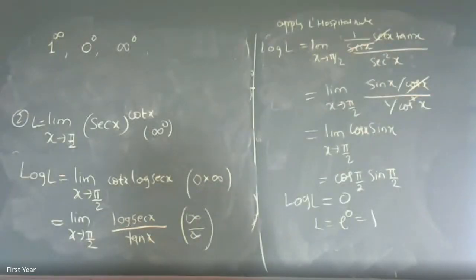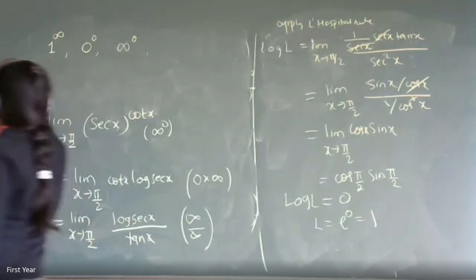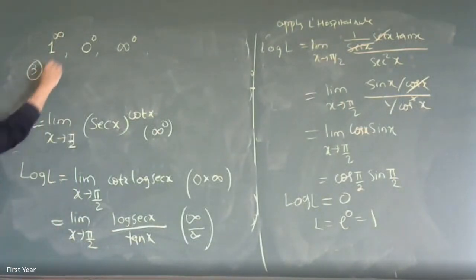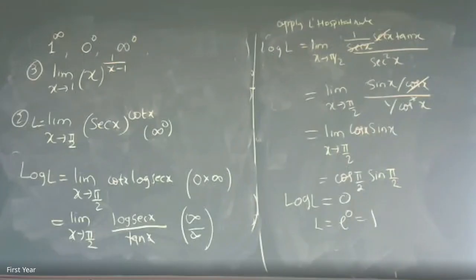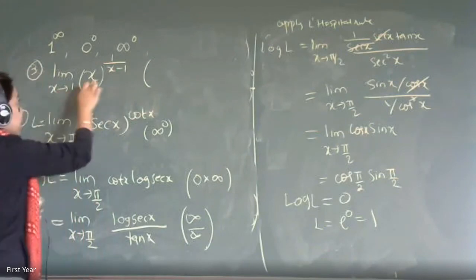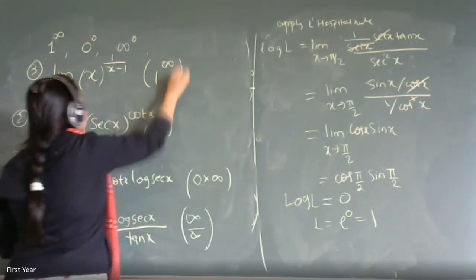And the last one, somebody had solved it. This was infinity raised to 0. What was the last question? The third one: limit as x goes to 1 of x raised to 1 upon x minus 1. Now this is very straightforward. What's the indeterminate form? x is 1, 1 upon 1 minus 1 is 1 upon 0, so it is 1 raised to infinity.